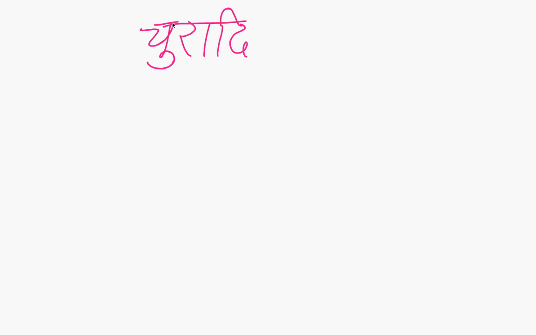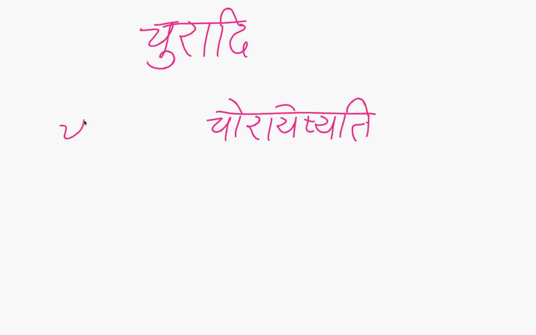And the lrit lakara form, bhavishyat kala, is chorayishyati, or chorishyati. So chur dhatu, there are many other dhatus which we are familiar with, like chalayati, kathayati, chintayati, etc. Bhakshayati. Many dhatus which we know.